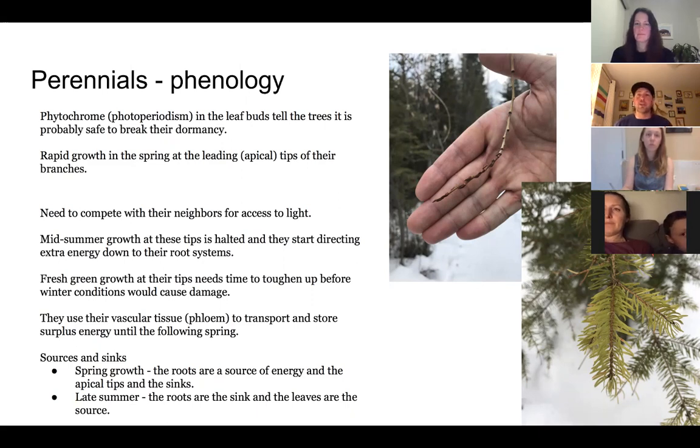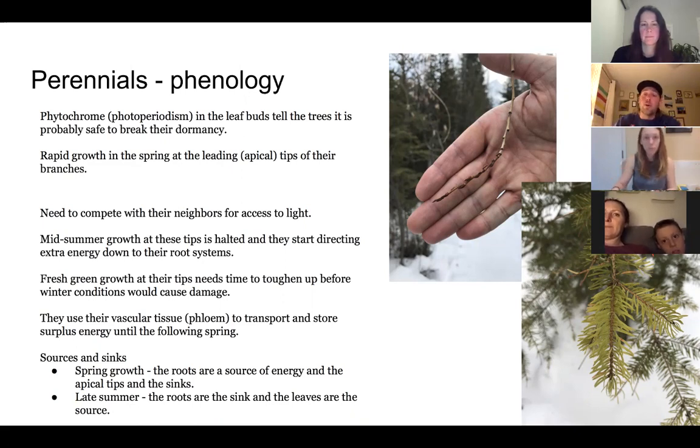And so the reason for this is that they grow really fast in the spring, but by midsummer, when they start to feel the days getting shorter and the nights getting longer, again, that photoperiodism, that phytochrome, it tells those trees, the woody perennials, that they have to switch strategies. They have to stop putting as much energy as they can into growing at the tips and getting taller and growing biomass that way. And they need to start sending their energy down to the root system.